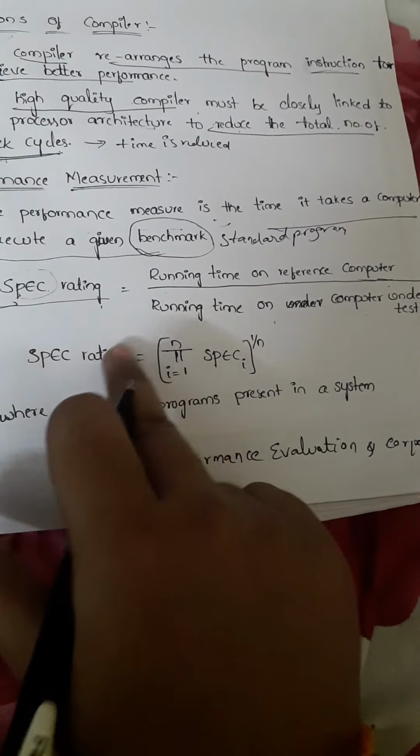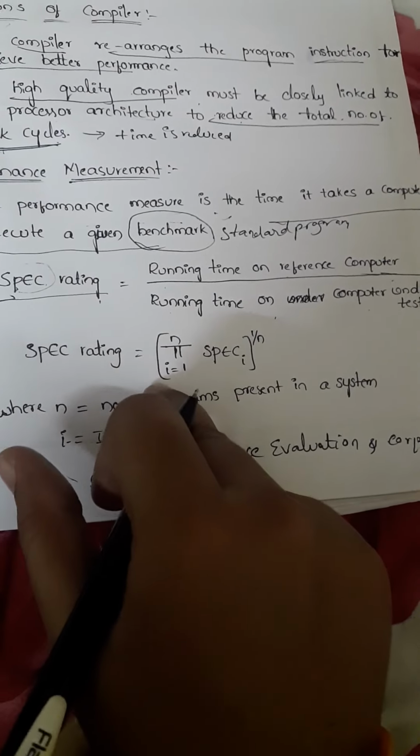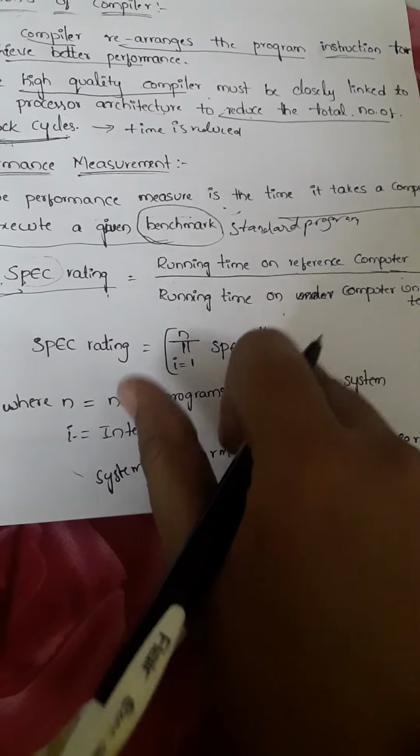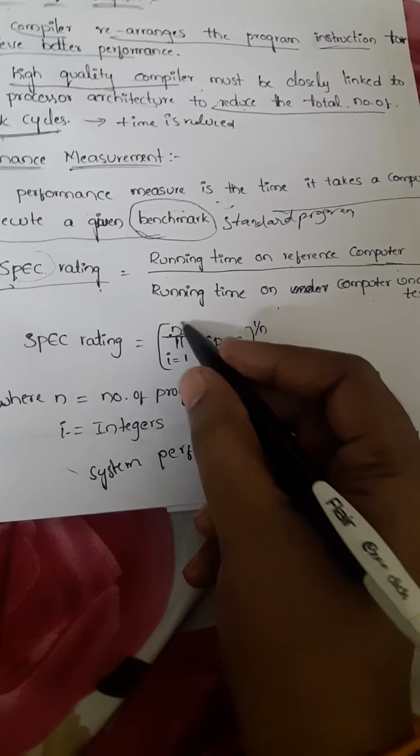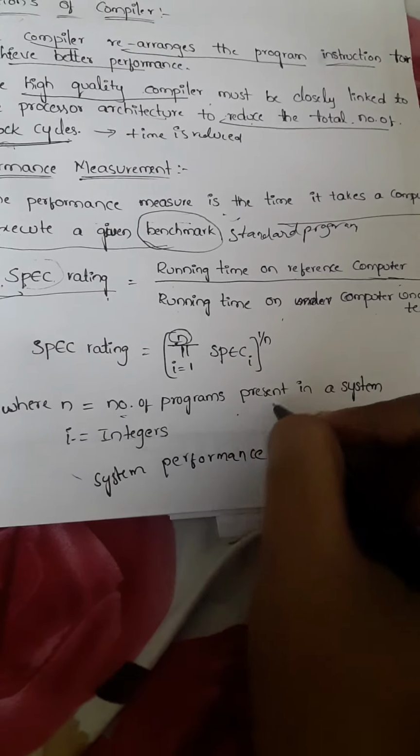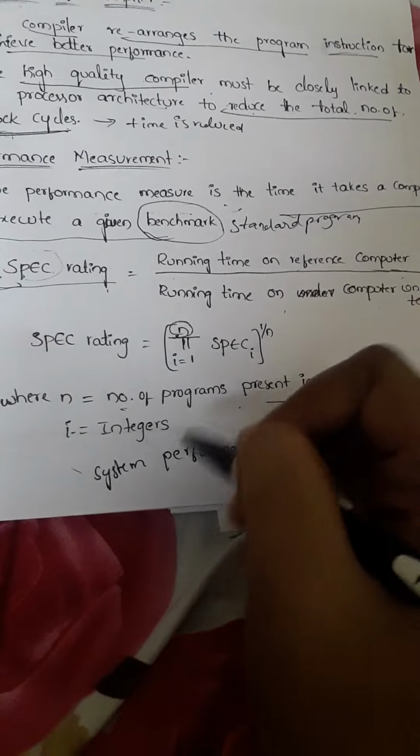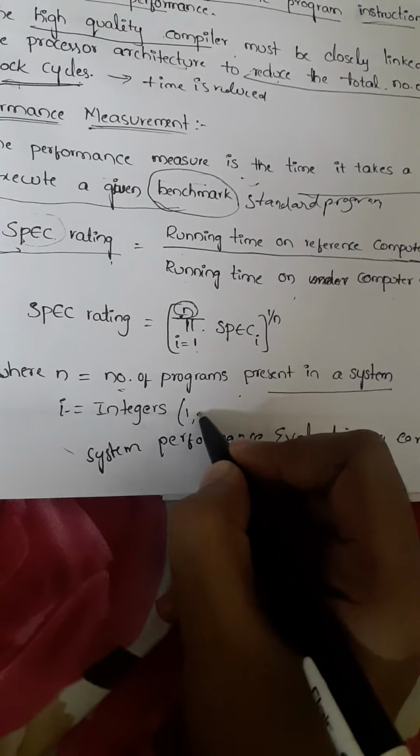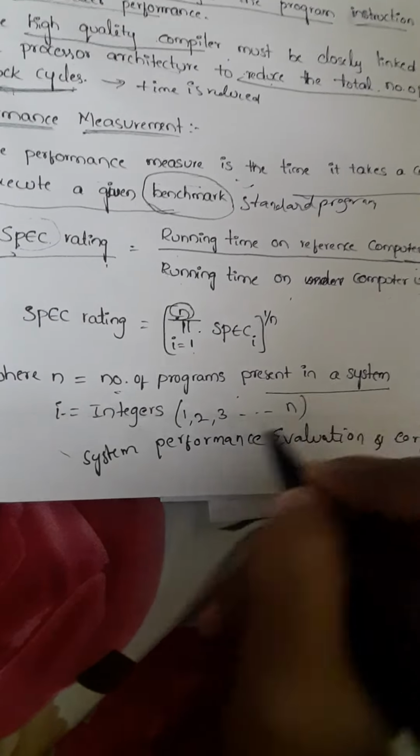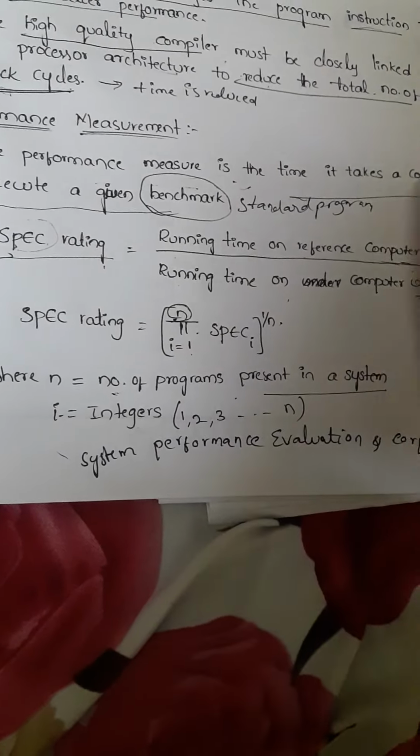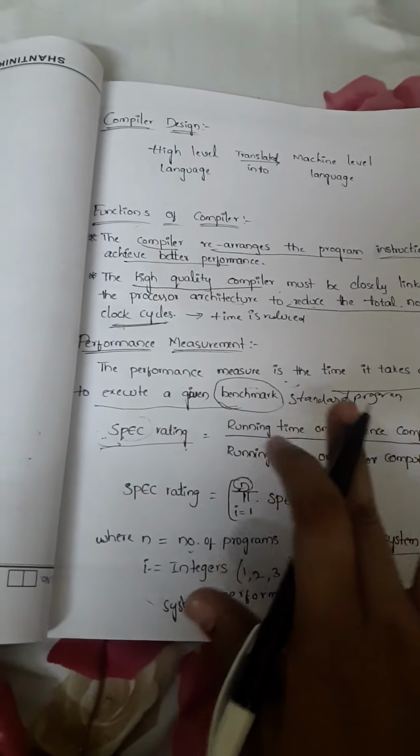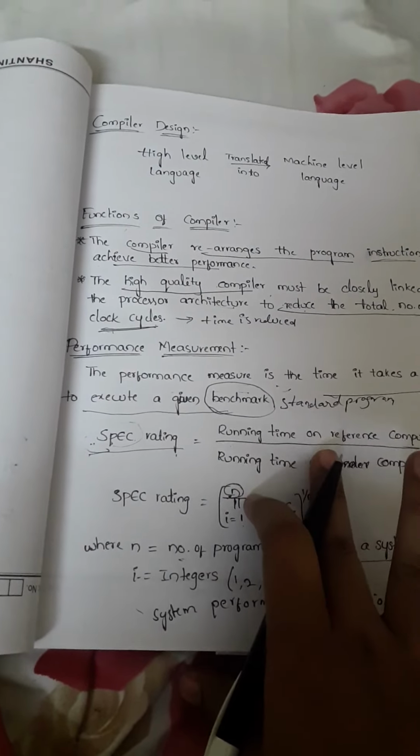Okay, so for that we have one mathematical formula, that is the product from i equals 1 to n of SPEC i, raised to the power 1 by n. So here n is nothing but the number of programs present in a system. Okay, that can be represented i equals 1 to n. So that means integers we can represent 1, 2, 3 and so on up to n values, where n is nothing but how many programs are present in the system, that is represented by small n. Okay, this is the complete explanation about the system performance.